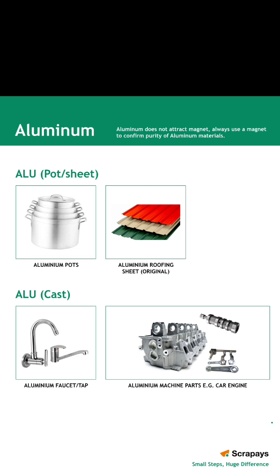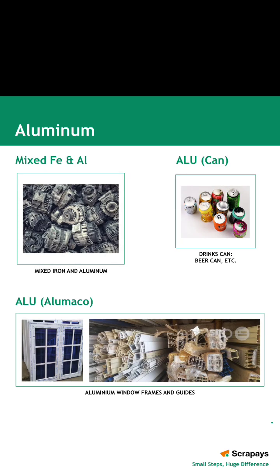Under the other categories of aluminum that we collect, alu casts. So these are aluminum faucets and taps, aluminum machine parts, that is car engine parts. Under aluminum, we also have mixed Fe and aluminum, so that's mixed iron and aluminum.